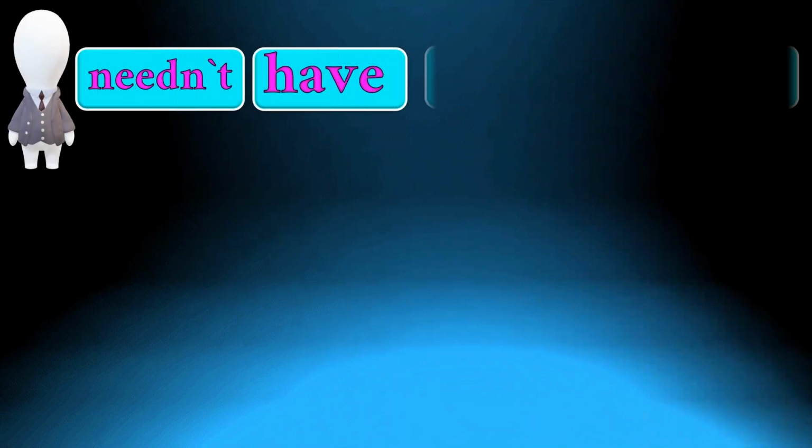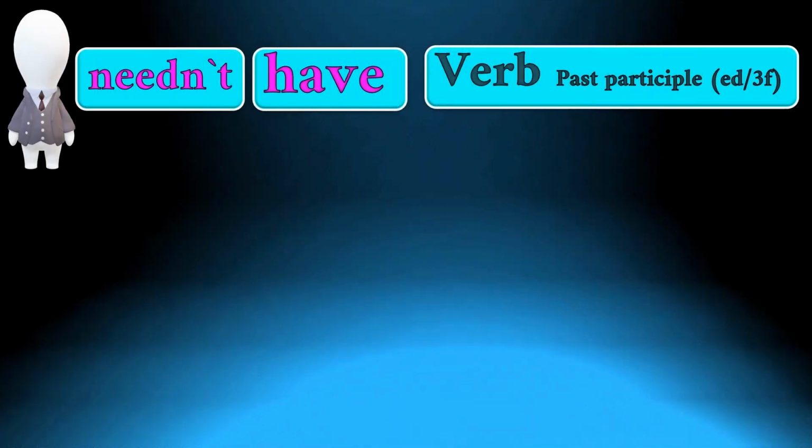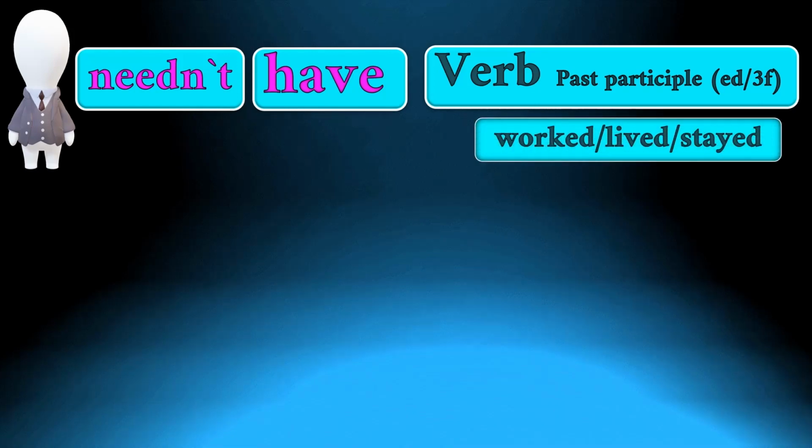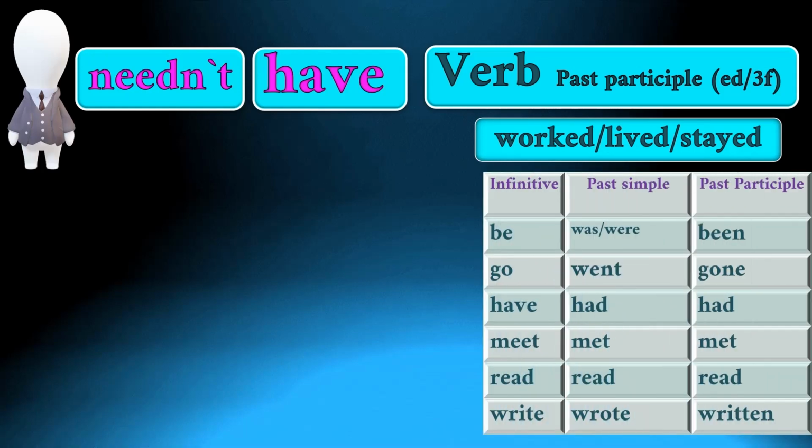To complete a sentence about something unnecessary we did in the past, we start with a subject, add needn't, have, and a verb in past participle. If a verb is regular, we add ed. If a verb is irregular, we use irregular verb table and the third form of irregular verb, which is also called past participle.